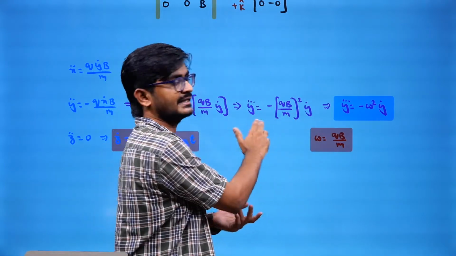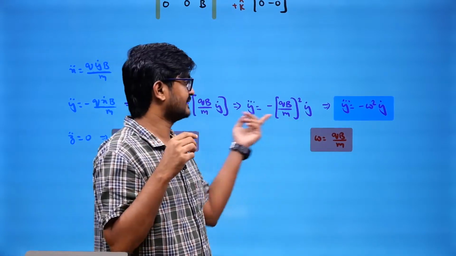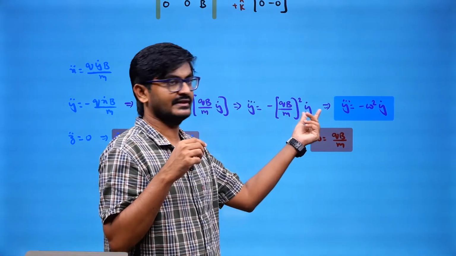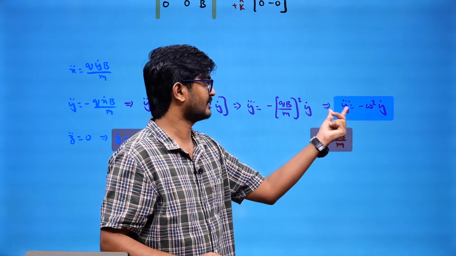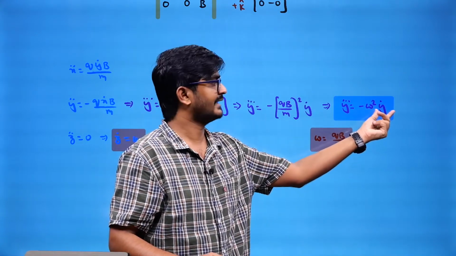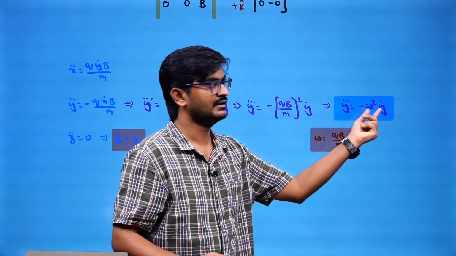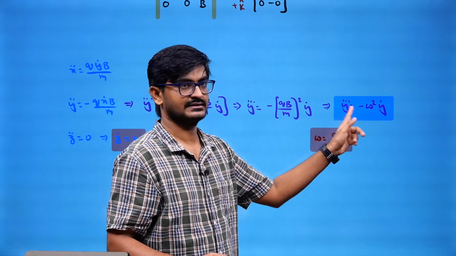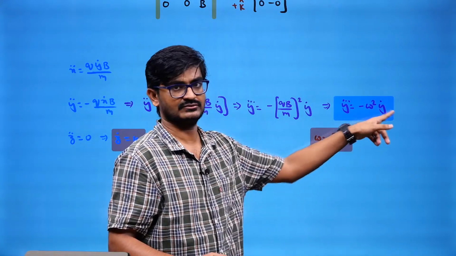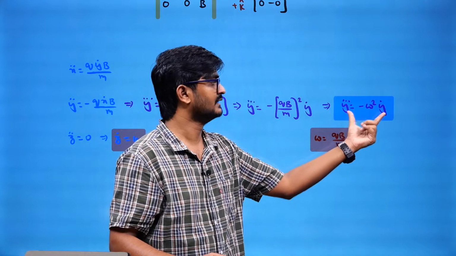Now this must look like SHM equation, where that x variable is y dash. So I can say this looks like SHM equation: y triple dash equal to minus omega square y dash. So if I take y dash as my variable, y dash will be performing SHM, right? y dash double dash equal to minus omega square y dash. So this must be SHM.